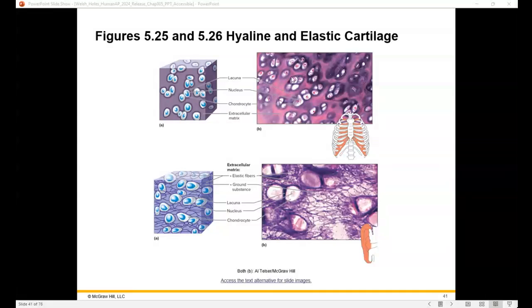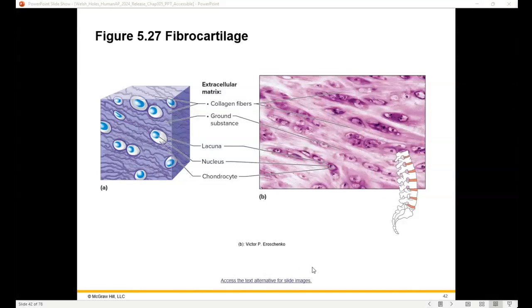At the top, we see the hyaline cartilage, and at the bottom, we see the elastic. Notice that you don't really see the fibers very well in hyaline cartilage. It's much smoother. In the elastic, you do see the fibers. Again, in both, notice you see the chondrocytes, which are shown in lacunae. Here we have fibrocartilage. And notice the fibers aren't as distinct, they're just smoother.